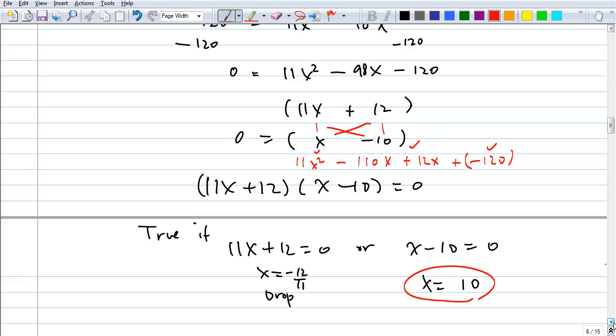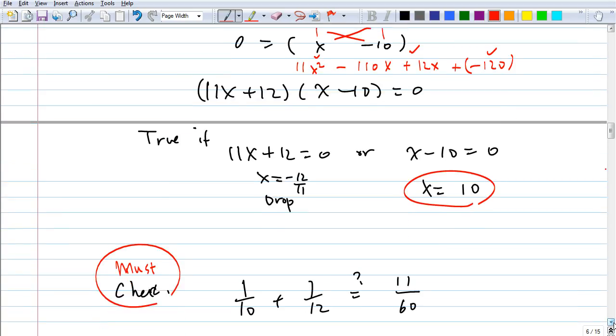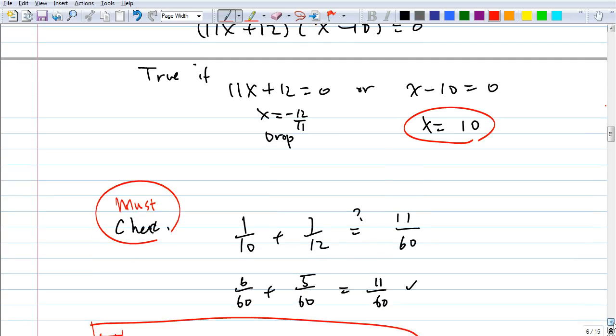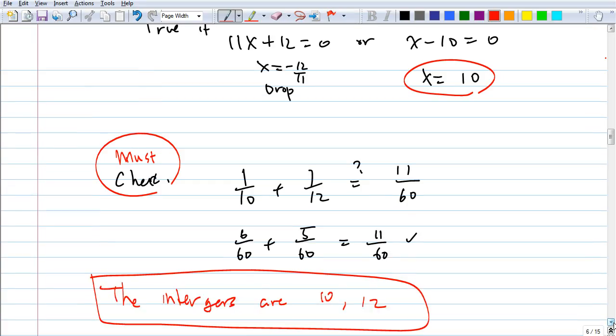Does that make sense? But I do need to check whether or not x equals 10 works, right? Because we can't just write the answer. Remember, whenever we multiply both sides by a factor that contains a variable, we must check. Does this work out when you check? In other words, it's 1 over 10 plus 1 over 12. Does that equal 11 over 60? Yes, it does. So guess what? Your answer is the integers are 10 and 12. You can only put down the answer after you check.